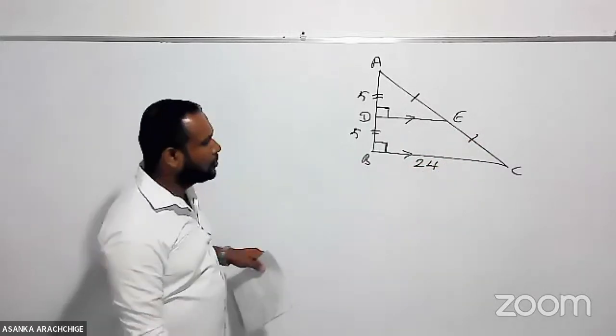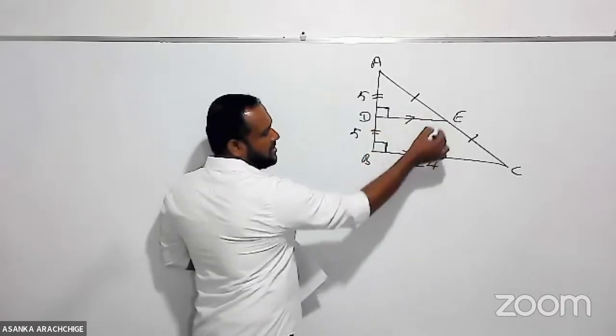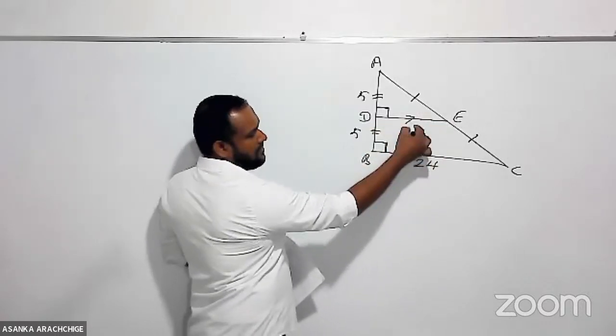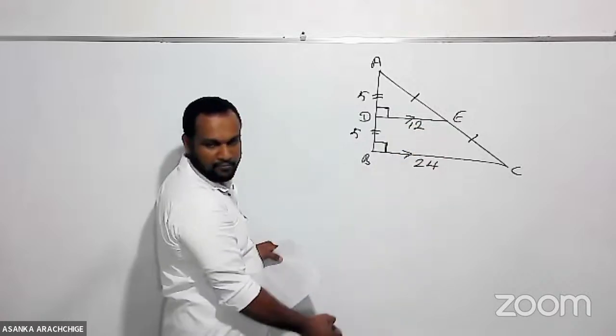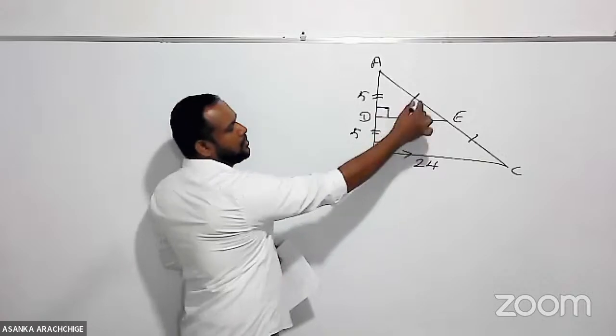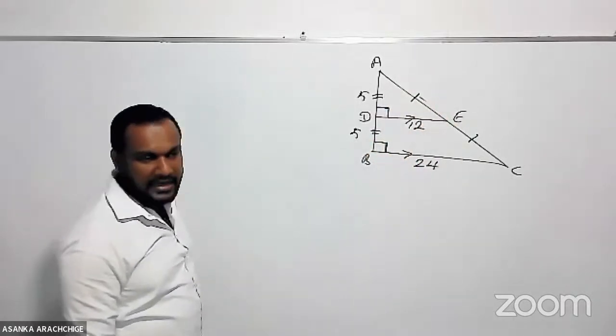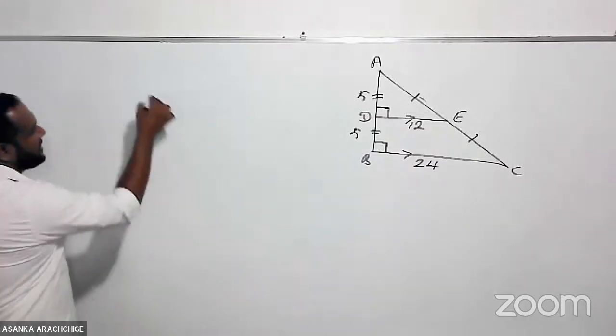Then look, the length of DE must be half of 24. Therefore, this must be 12. In this right angle triangle, this is 5, this is 12. AE, you can find by using the Pythagoras theorem.